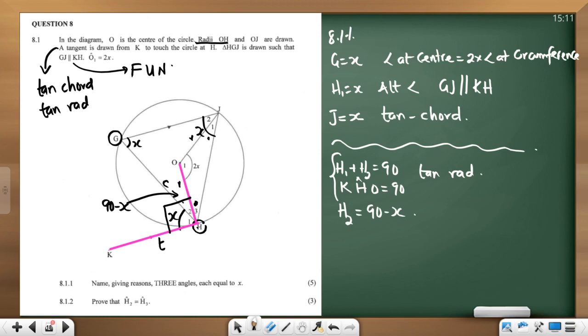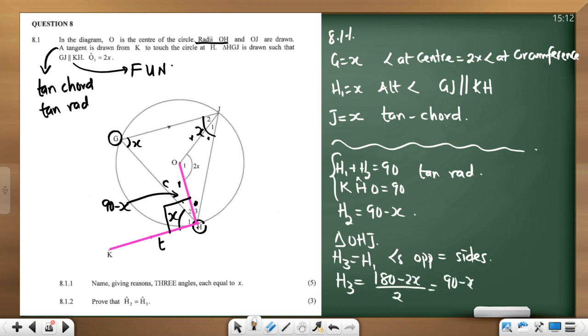Done. Now, if I go into triangle OHJ, I know that OH and OJ are equal. Therefore, H3 is equal to J1, angles opposite equal sides. Okay, what is H3 going to be? If I say 180 minus 2x over 2, and that will be 90 minus x.